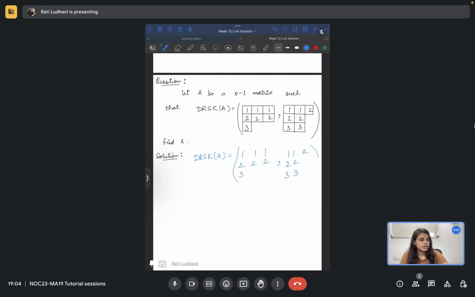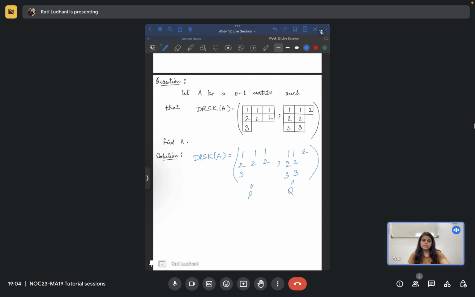Now, as you can see, this is Q, this is P. What we need to do is just retrace the steps we did to find DRSK. We just need to retrace the process which we did to find DRSK. So now let's see what is happening.